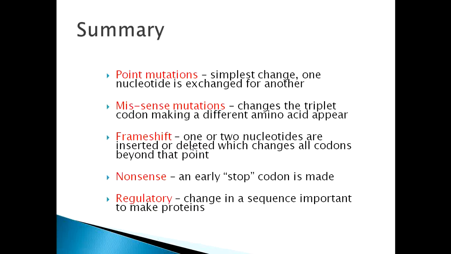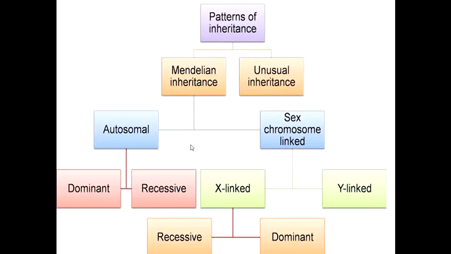So we discussed point mutation, the simplest change, where one nucleotide is exchanged for another. In missense mutation, the triplet codon changes, making a different amino acid. In frame shift, 1 or 2 nucleotides are inserted or deleted, which changes all codons beyond that point. Nonsense: an early stop codon that causes protein formation to stop. Regulatory: a change in a sequence important to make proteins.